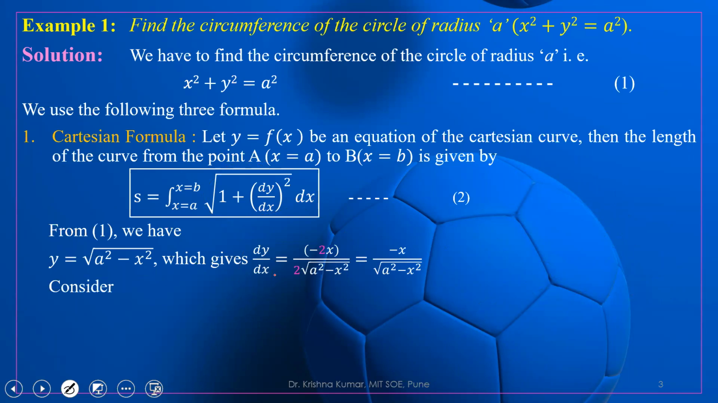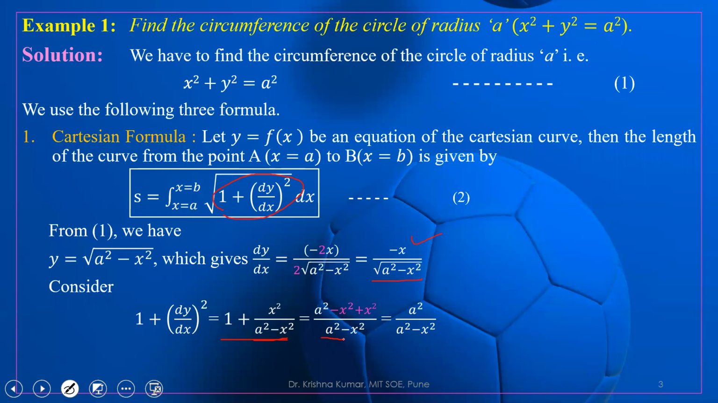So what is 1 plus (dy/dx) whole square? Let us consider this inner part. It is 1 plus, what is the square of minus x? It is x square, and the root over a square minus x square, the root will be removed, so we are getting a square minus x square. And what is the LCM of these two things?